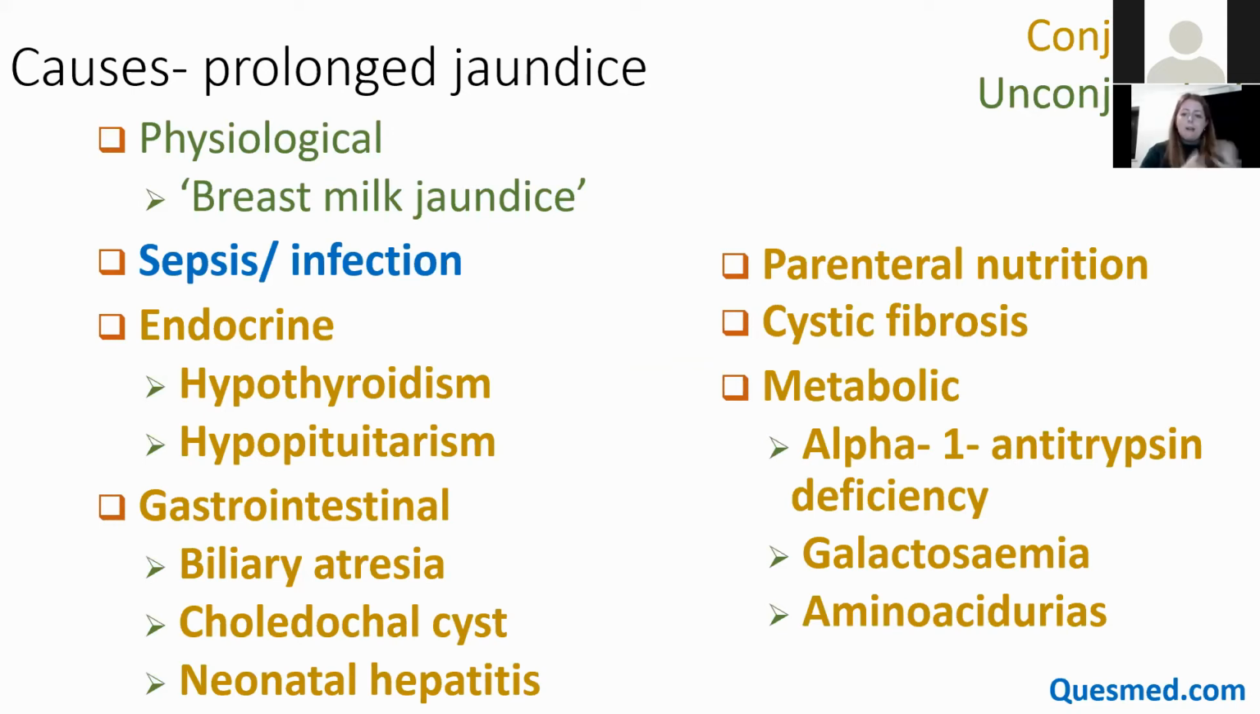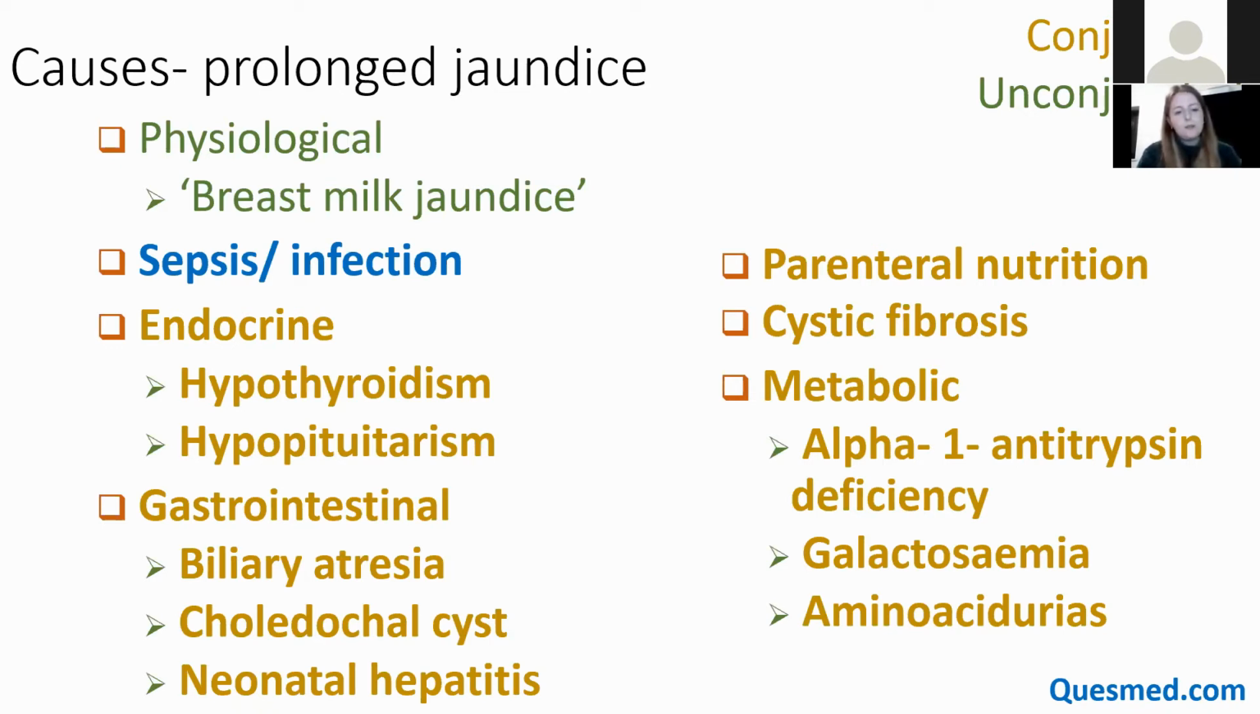If you've got a mixed picture, it could be sepsis or infection. If you find high levels of conjugated bilirubin, that conjugated hyperbilirubinemia is always abnormal. It's always caused by something unusual going on. It's never physiological. And you can break it down into certain groups of things that might be causing that.